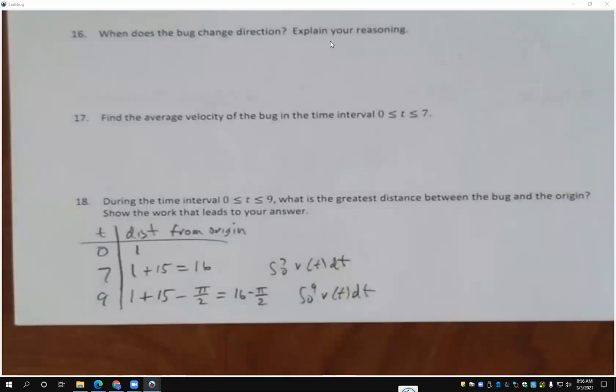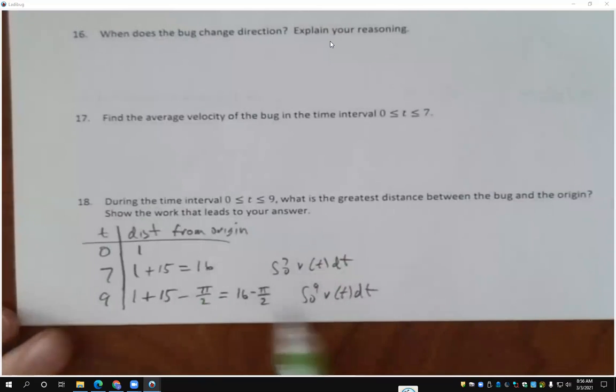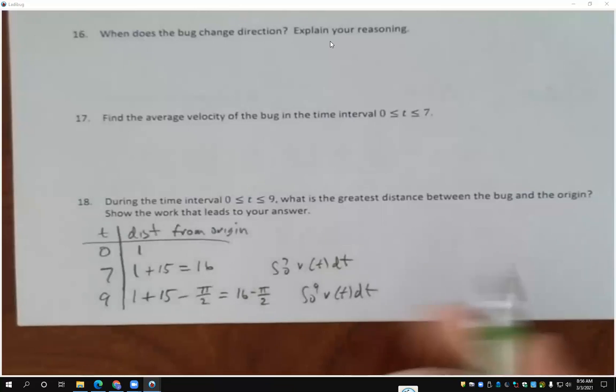All right. Any others? And then, you had to explain it. The greatest distance is 16. 16 is bigger than 16 minus pi over 2. They're going to make it so it's easy numbers that you can look at, that you don't have to really compare too hard.